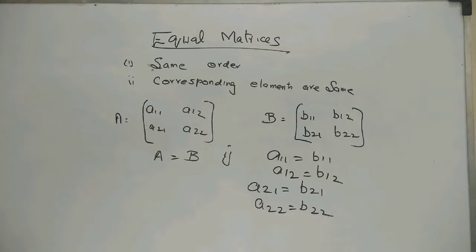So a question will definitely be asked based on this. They will be giving you two matrices. They will say they are equal and ask you to find out some unknowns x, y, z. Okay, we will see that.